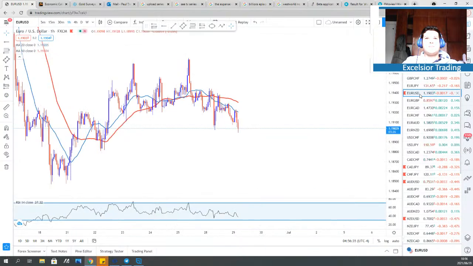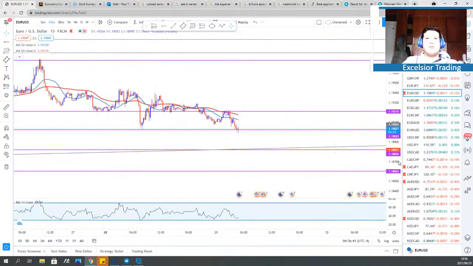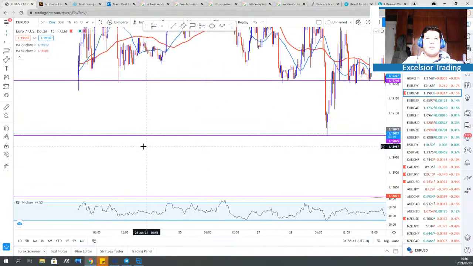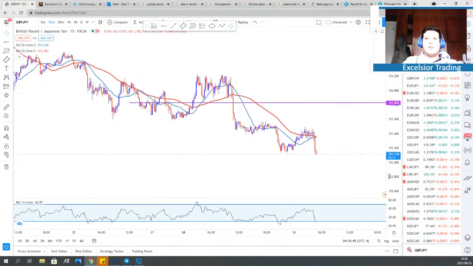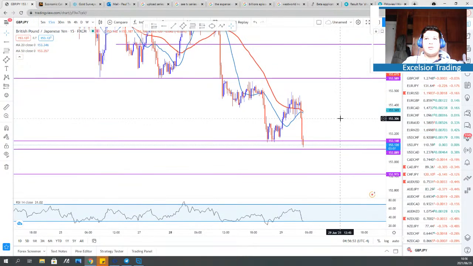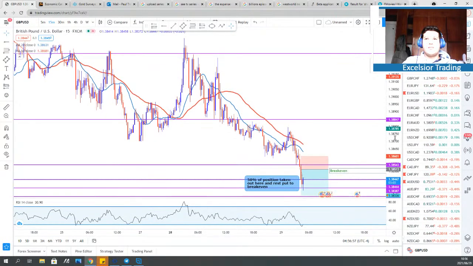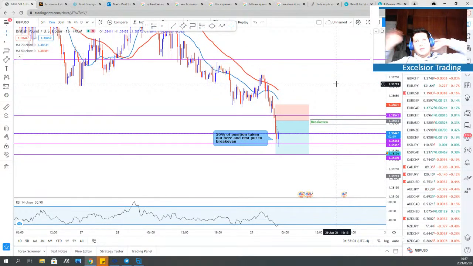Euro USD. Let's see, Euro USD. Okay, let's check GJ quickly. See, now it is actually moving to the downside. Look at that. What did I tell you? What did I tell you guys?